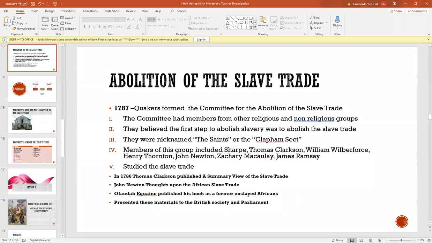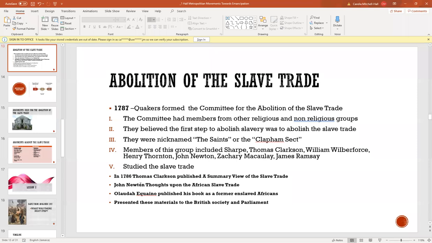Now people started to say, wow, I didn't know that the slave trade was that horrible. We didn't know that all of these people would have experienced all of these things. Because guess what? Newton was involved in the slave trade. Equiano was an enslaved person. He would have been somebody they captured from Africa, brought to the Caribbean, then he went to the US, back to the Caribbean, then he reached London.